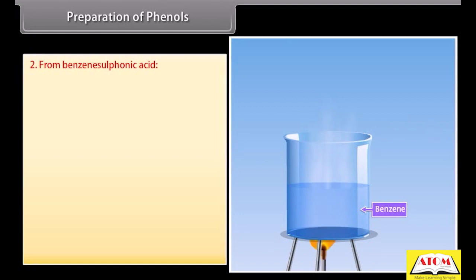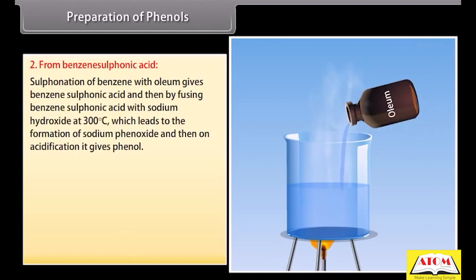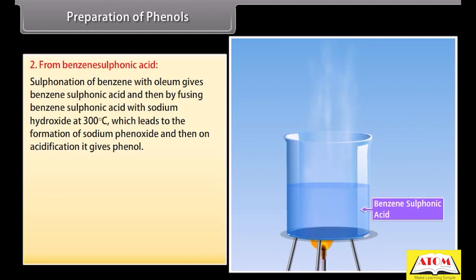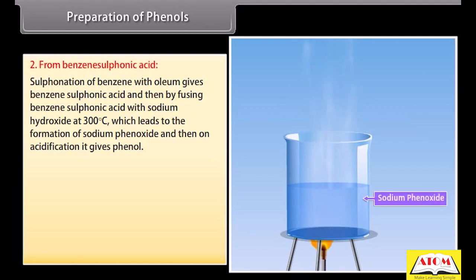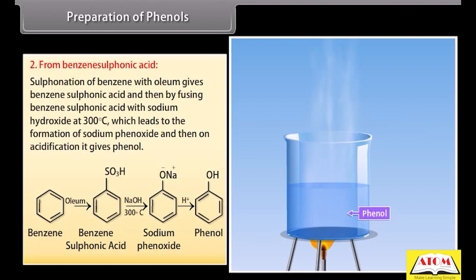From benzene sulfonic acid. Sulfonation of benzene with oleum gives benzene sulfonic acid. Then fusing benzene sulfonic acid with sodium hydroxide at 300 degrees Celsius leads to the formation of sodium phenoxide, and on acidification, it gives phenol.